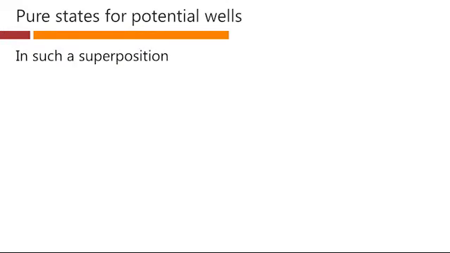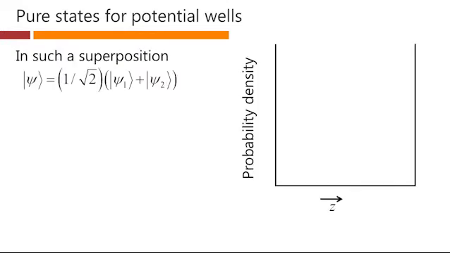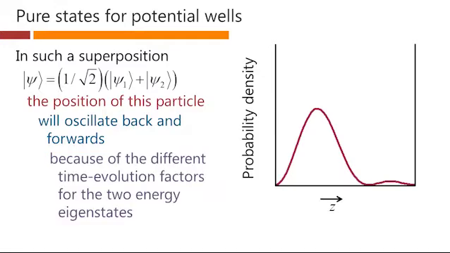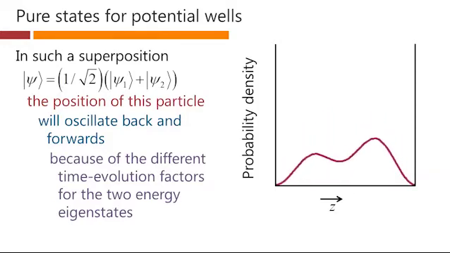Well, if we do that in such a superposition, we will actually get an oscillation for the position of this particle. It will oscillate backwards and forwards because of the different time evolution factors buried inside these two wave functions here. So this is what would happen if we put a particle in a pure state that's a linear superposition of the first and second states of this potential well, for example. So that's the behavior of our pure state here. It's oscillating.